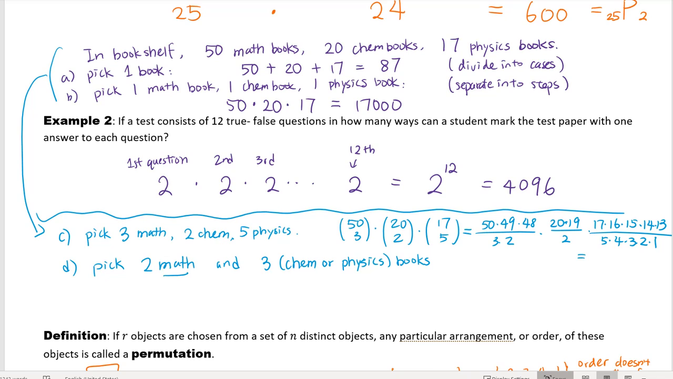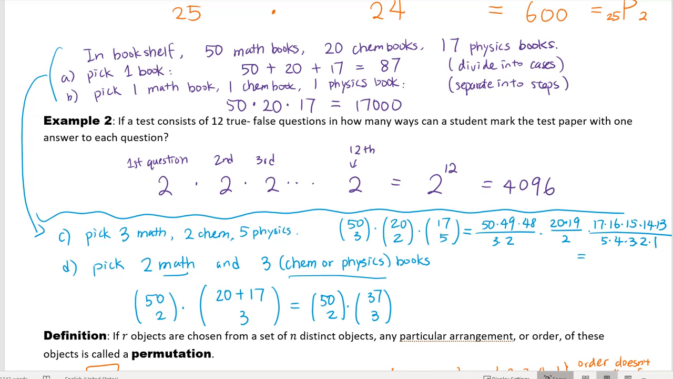So we need to have 2 math books, so that's 50 choose 2. Then it's either chemistry or physics. So we have 20 chemistry, we add the 17 physics, and we want to pick 3 of them. So that's why we have 50 choose 2 times 37 choose 3. So you can continue and figure out what this number is. And if the number is so big, you can actually use your calculator, the combination and permutation function, to figure out what the number is.